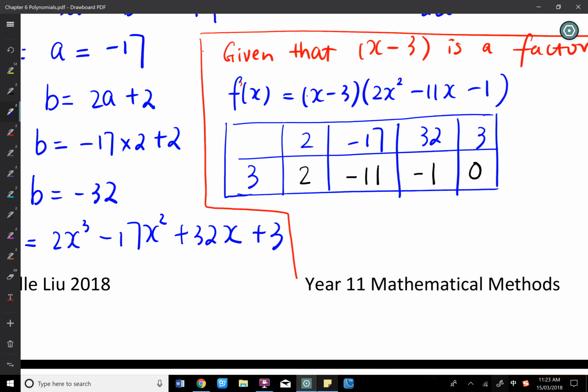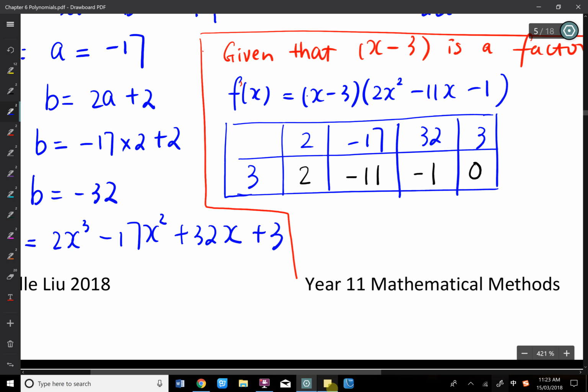Can I factorize this quadratic further? Is it possible to factorize it? What do you need to do to test it? Not completing the square; you find the discriminant to see whether it's possible to factorize or not. So the discriminant is minus 11 squared minus 4 times a times c. That's definitely greater than 0 because it's all positive here.